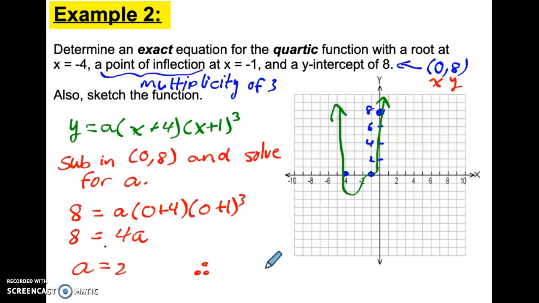Okay, so that means that our equation is y equals 2 times (x plus 4) times (x plus 1) all cubed. And that is the exact equation that fits these criteria. And there's only one possible answer for that equation. Okay, you might have written the brackets in a slightly different order, but it's still the exact same equation.